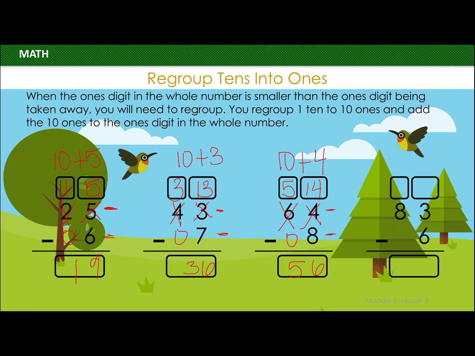Our next problem, 83 minus 6. We do our ones first, but we can't take 6 away from 3 because the 3 is smaller than the 6, so we have to regroup. So we take 1 10 away from this 8, and we're left with 7. That 10 we took away, we add to our 3 ones, and 10 plus 3 gives us 13 ones now. So now we are doing 13 minus 6, which gives us 7. We bring down that 7 because 7 minus 0 is 7, so our answer is 77.